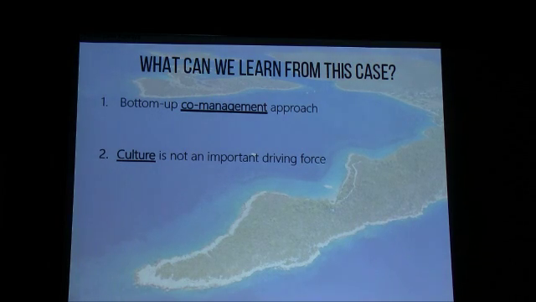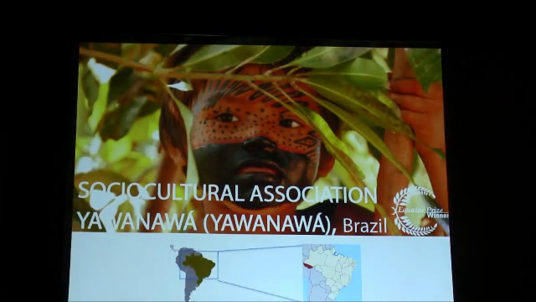So from this case, this is an interesting example of co-management where we see a really bottom-up co-management approach. Instead of the government approaching the community, it's really been something that's been driven by the community themselves drawing the government in. In this case, culture is not an important driving force. This is really a livelihoods and biodiversity-based program with little to no emphasis on culture of the surrounding communities.